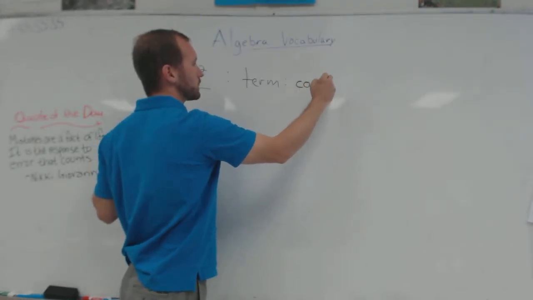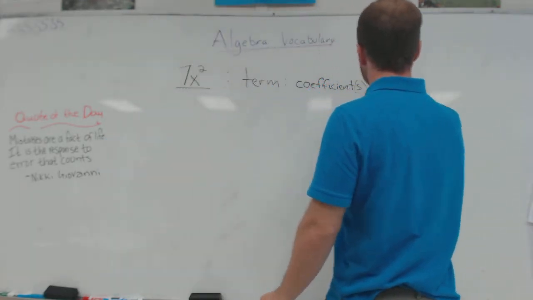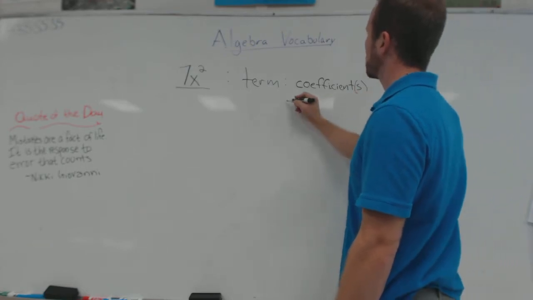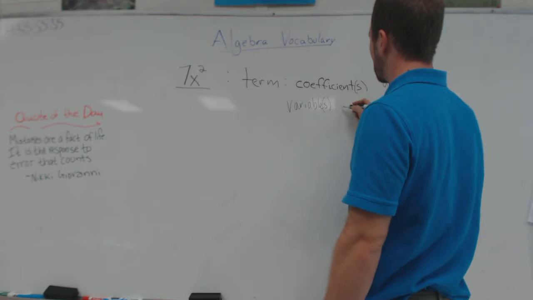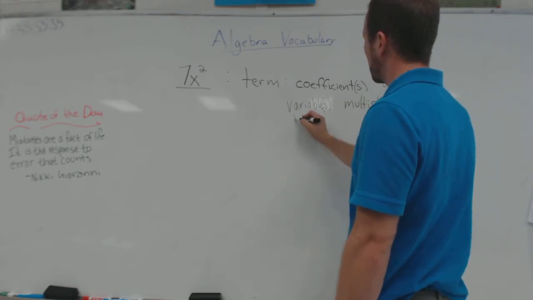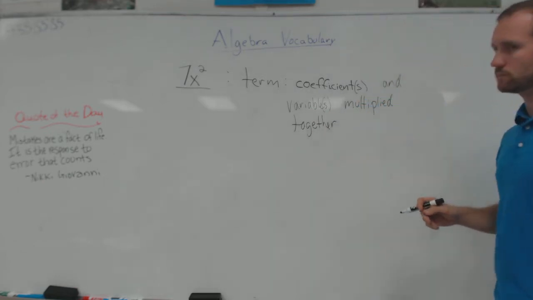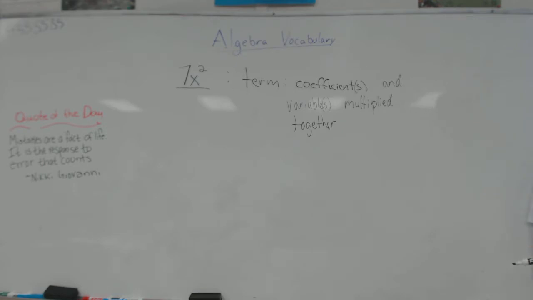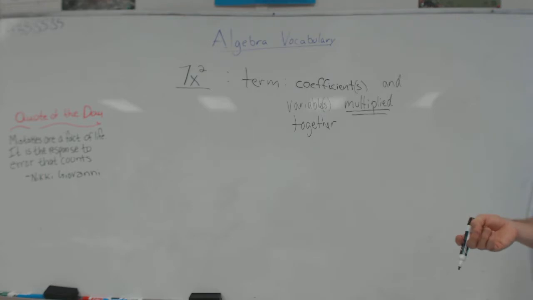coefficients and variables multiplied together. The important word is multiply. Right? As long as we're multiplying, we have a term.